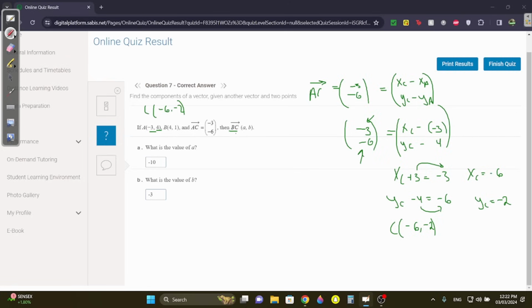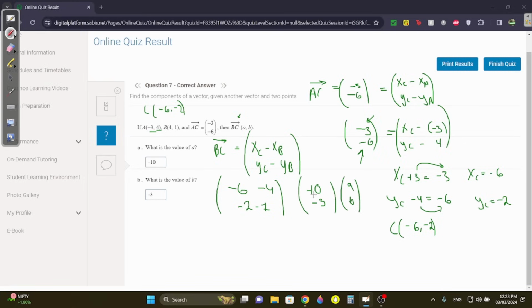Now they're asking for BC. So they're basically asking for the vector. How do you find the component of any vector? BC is equal to x of C minus x of B, y of C minus y of B. Final minus initial, final minus initial. BC equals xc minus xb. What's xc? Minus 6. Minus xb, which is 4. Y of c, what's y of c? Minus 2. Y of b is 1. Can you find this? Yes, you can. Minus 6 minus 4 is minus 10. Minus 2 minus 1 is minus 3. So the x component is minus 10 and the y component is minus 3.